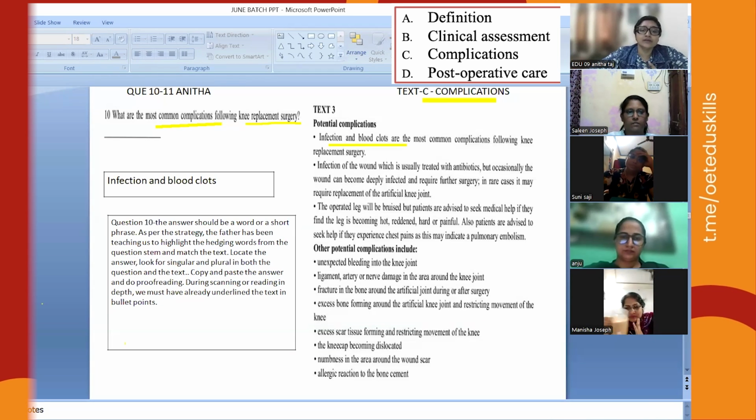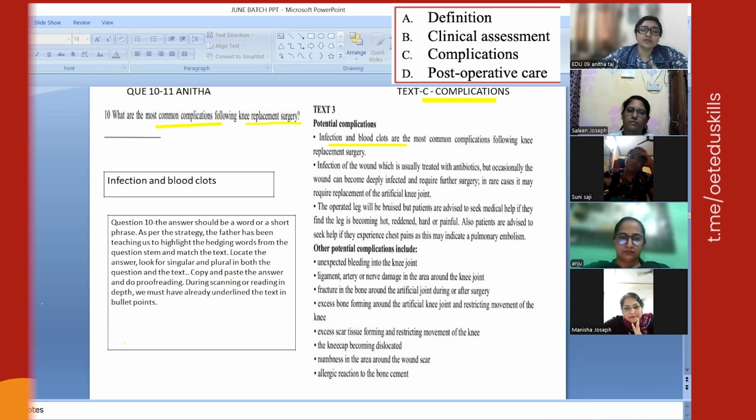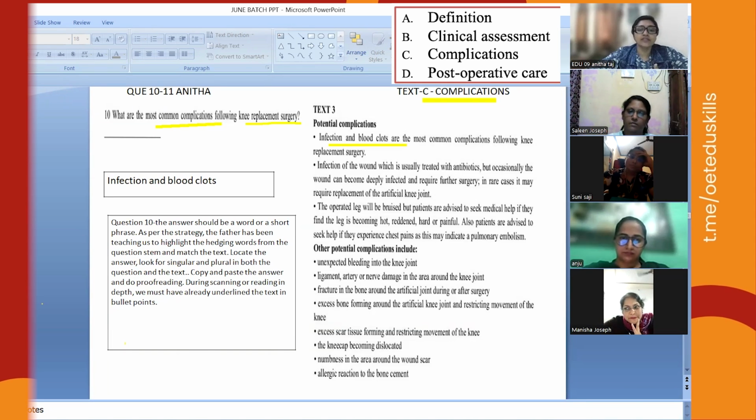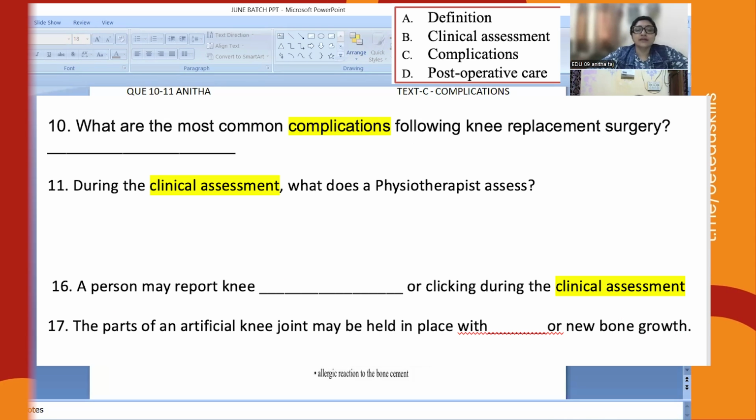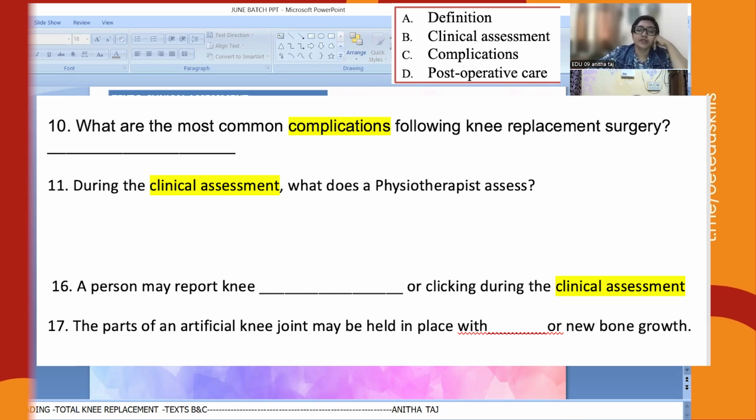So as we all know, when we do the proofreading, if there is any mistake, we can make it out. But when we write, we have to write without any mistakes. And next, question 11. This is also an answer-to-the-question type, so we have to add a word or a short phrase.